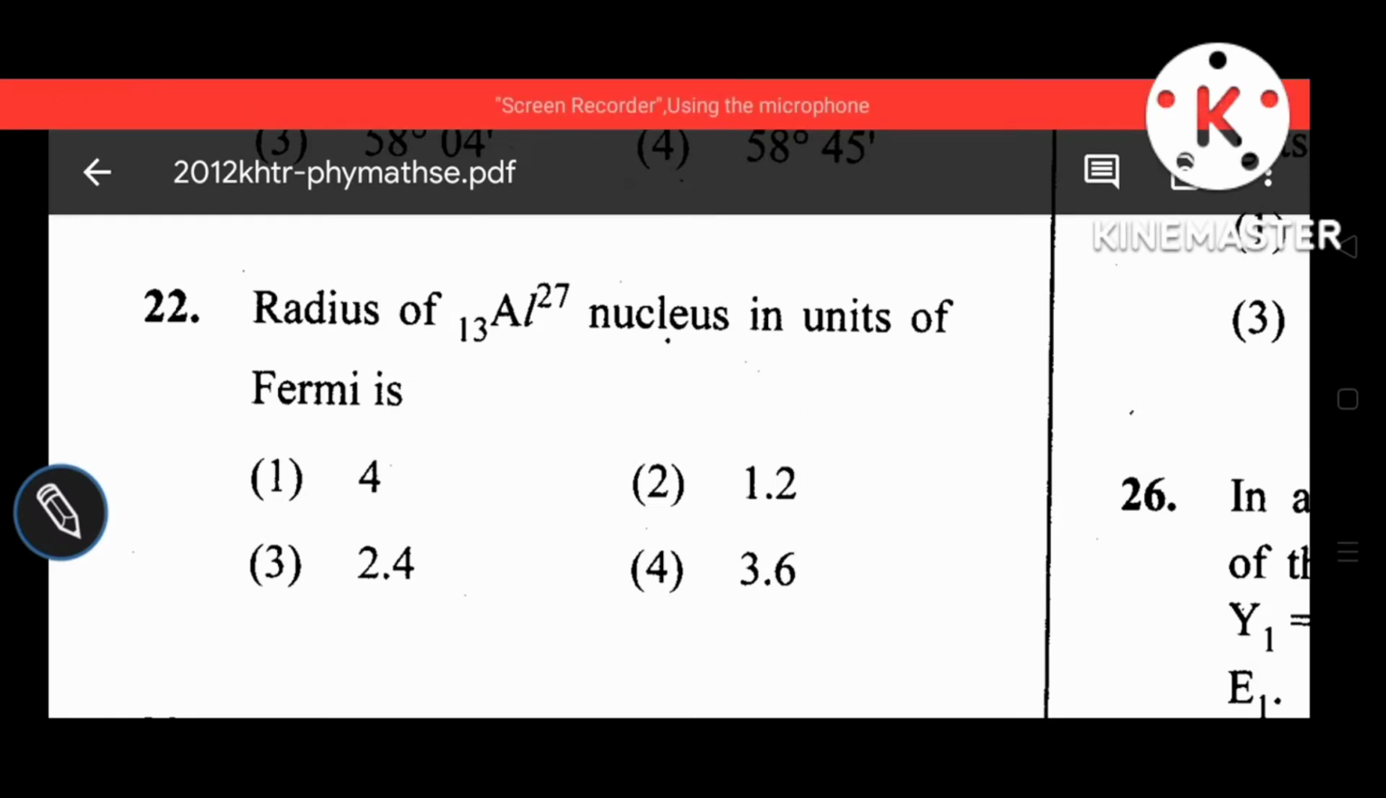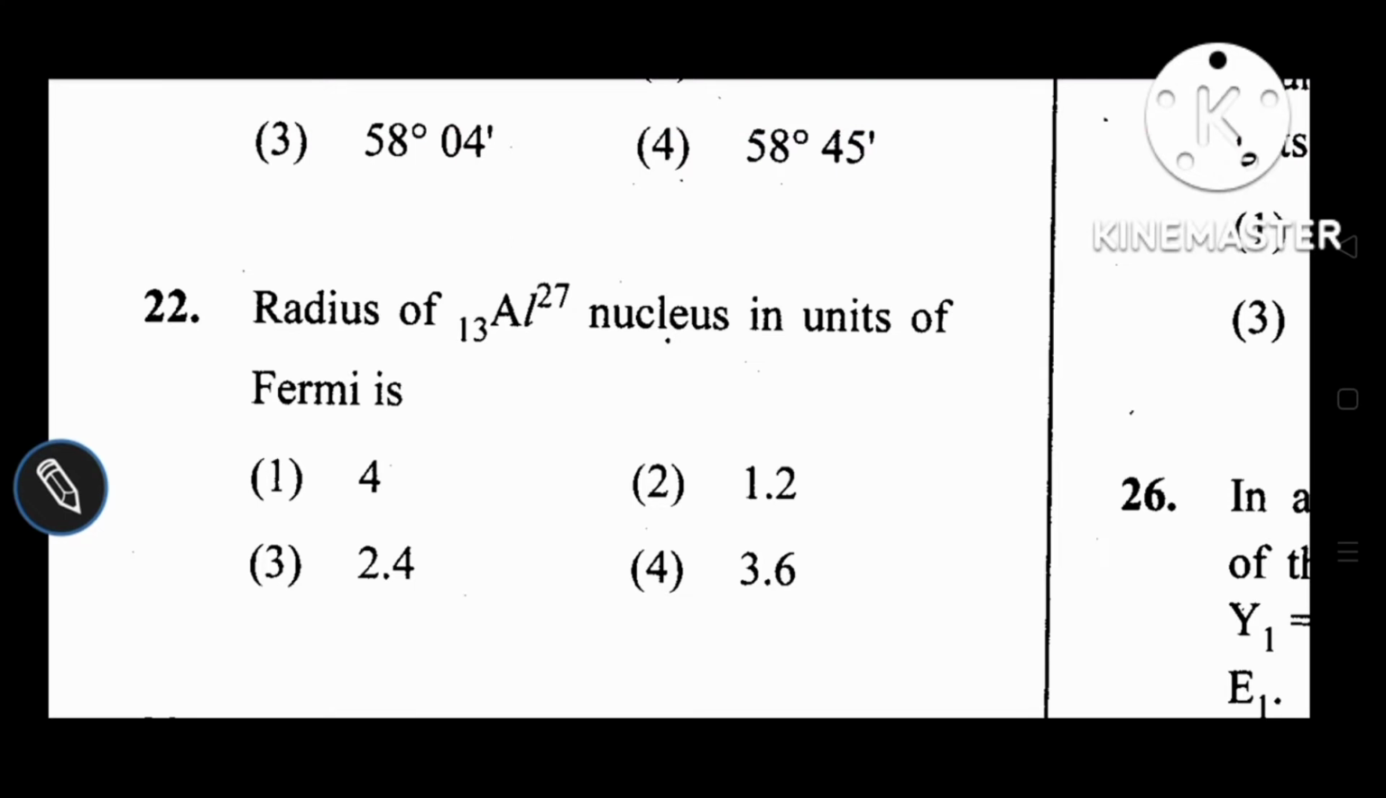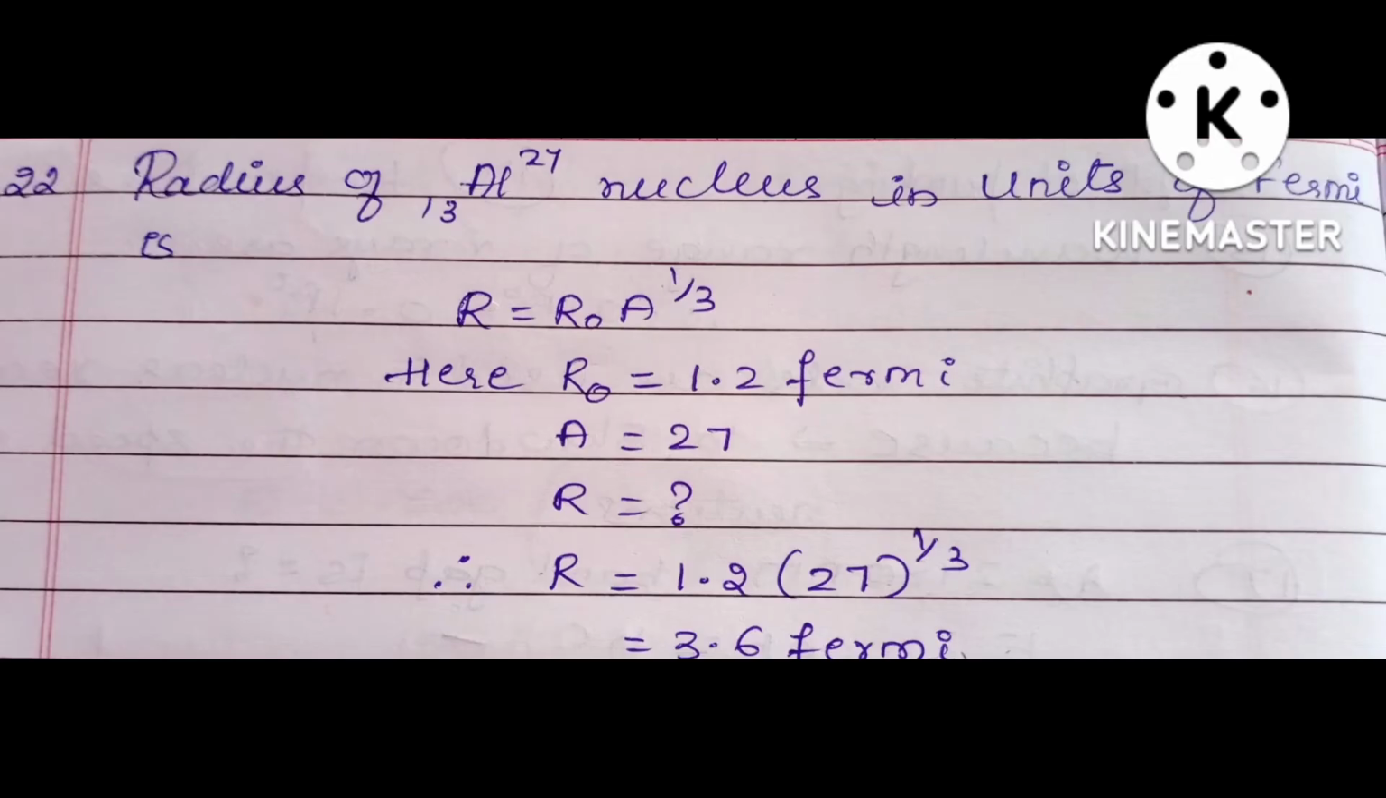Question number 22. The radius of the aluminum 27 nucleus in units of Fermi is. So we need to calculate this one using the formula R is equal to R naught into A raised to 1 by 3. Here A is 27 and R naught is 1.2 Fermi. Finally, we get the value of R as 3.6 Fermi. That is option number 4.